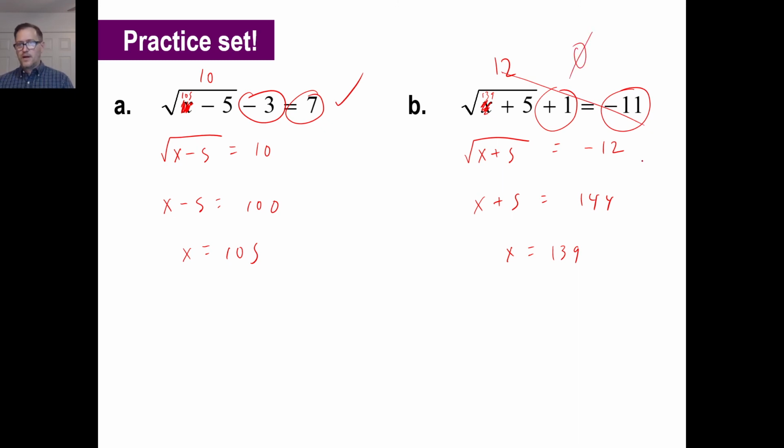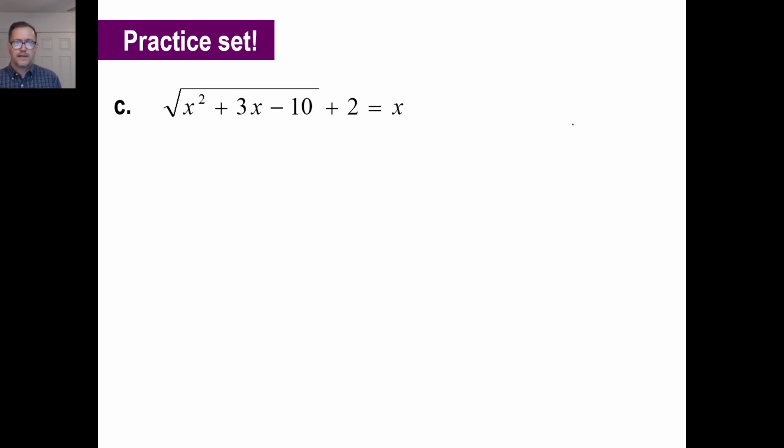And probably, again, you might have recognized the fact that since the right side was negative, if you square the negative, it turns into a positive. That's probably a clue to you from now on that those won't work. Okay, all right. Go ahead and hit pause and try C.